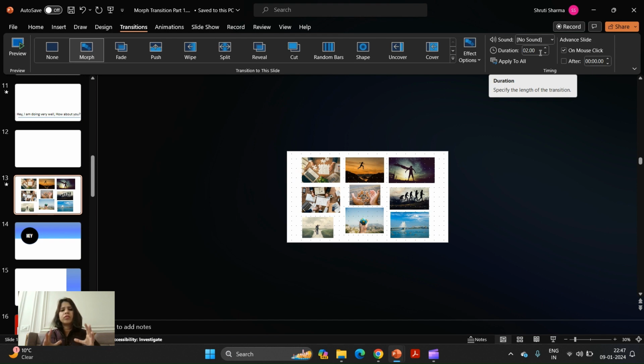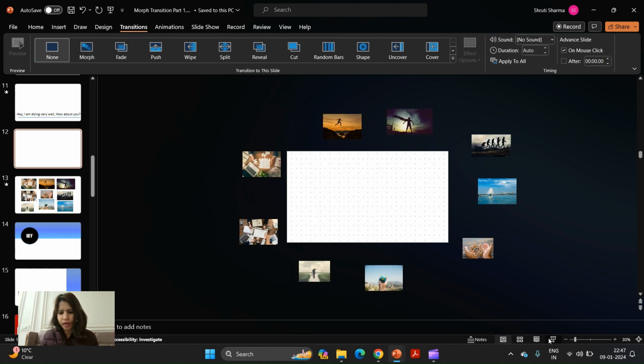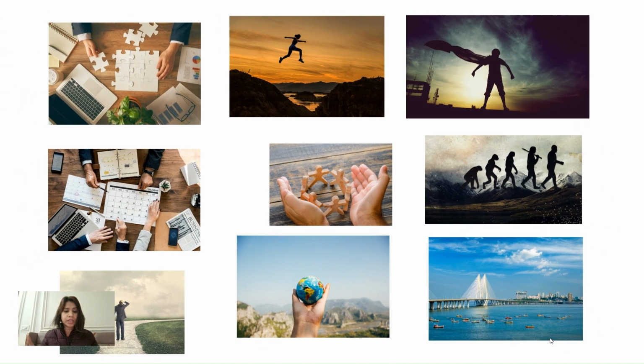You can also control the duration of this transition. If you feel that you want more time for this transition, right now the duration says 2. You can, let's say, make it 5. In that case, it will take 5 seconds for all the pictures to come into the slide. So this is my slide 1 and this is my slide 2. So it can be used like this.